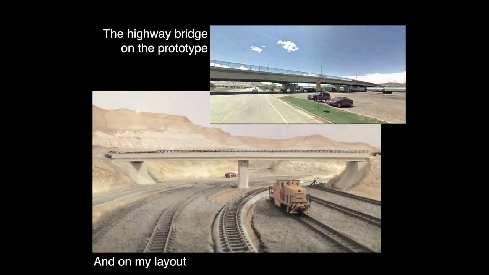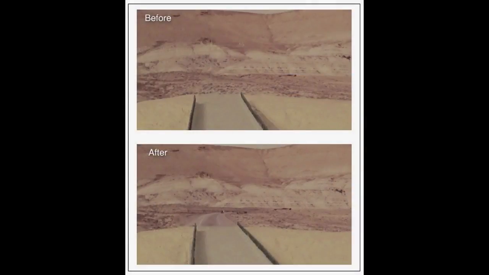Back in 2016, I built this bridge that carries Wyoming Highway 531 over the Union Pacific Yard at Green River. Here's a photo of the prototype and my model, which I built mostly from Rick's product parts. Right after building the bridge, I noticed that the highway on my layout came to an abrupt end just beyond the north end of the bridge, as you see here in the before photo. How unrealistic is that? I called it the bridge to nowhere.